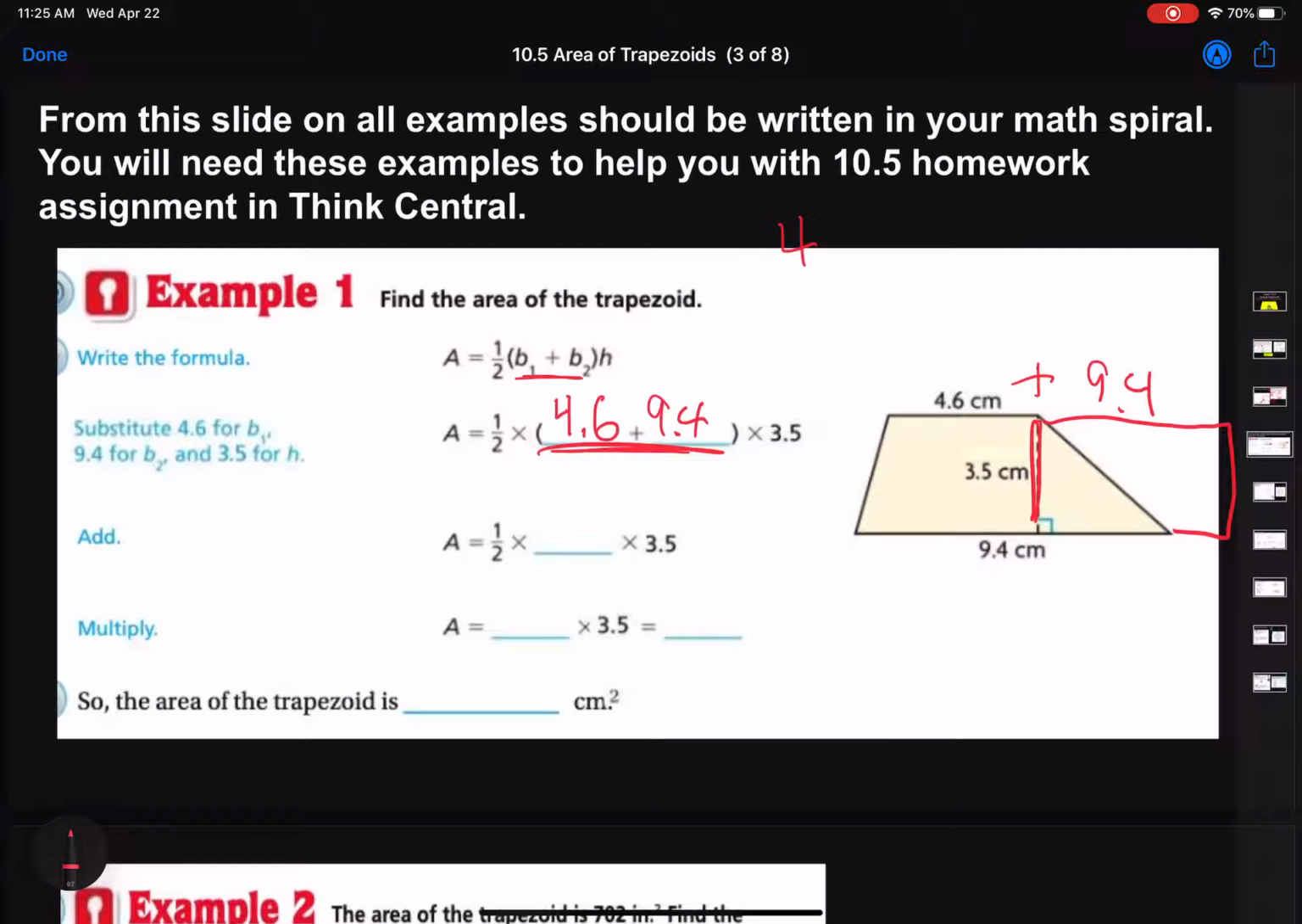So 4 6/10 and 9 4/10. Don't forget to bring that decimal down. You're going to get 14.